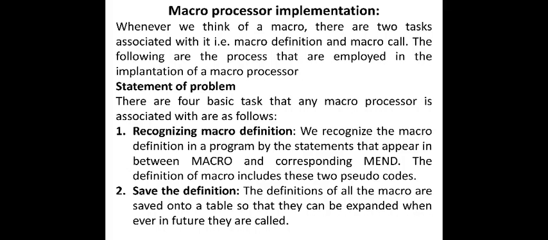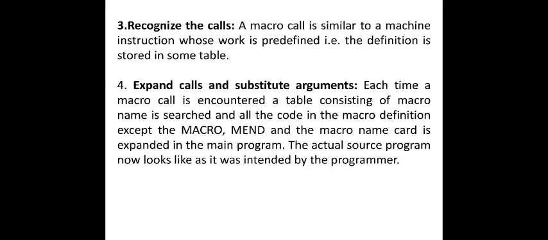The definitions of all the macros are saved onto a table so that they can be expanded whenever they are called in the future. This is the second important thing in your macro implementation. The third one is recognizing the calls. A macro call is similar to a machine instruction whose work is predefined; that is, the definition is stored in some table. And the last one is expanding the calls and substituting the arguments.